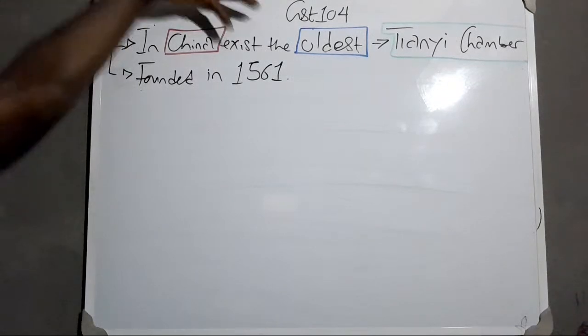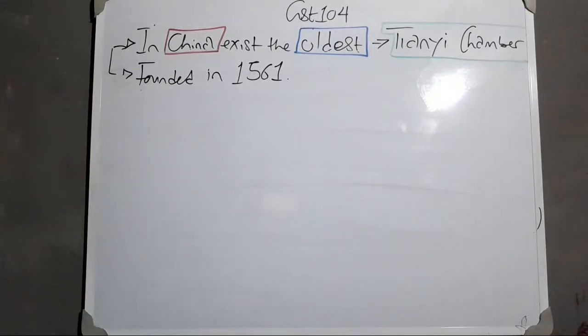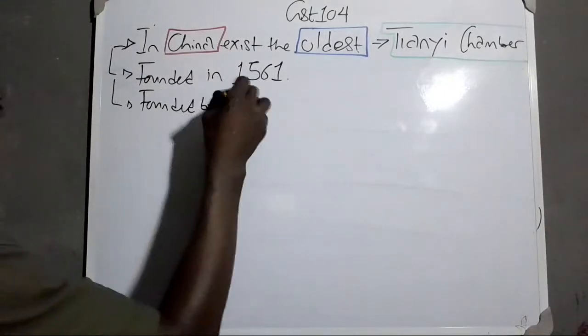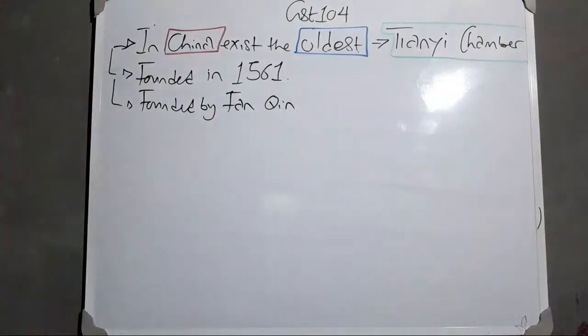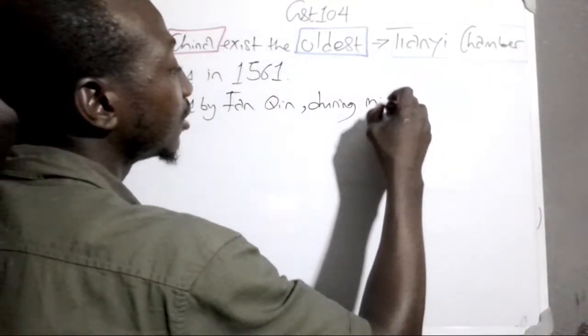Okay, so please let's take note of all these key points. The oldest library that ever existed is in China, and it's said to be the Tianyin Chamber, which was founded in 1561 by Fan Qin, during the Ming Dynasty.